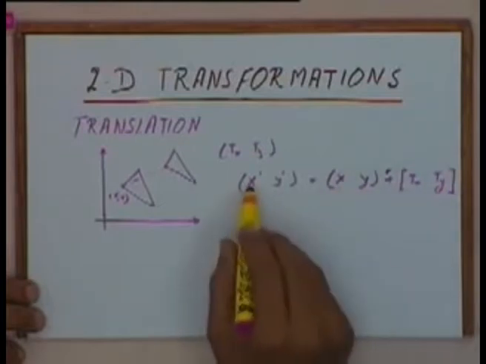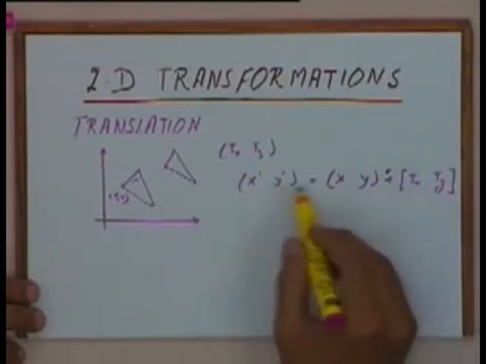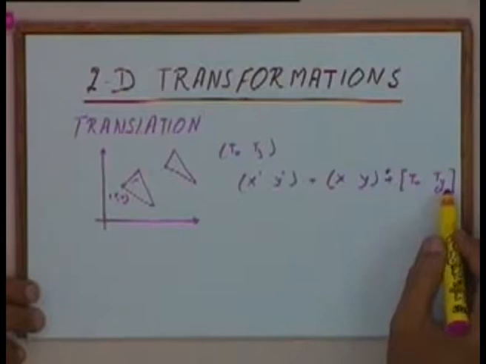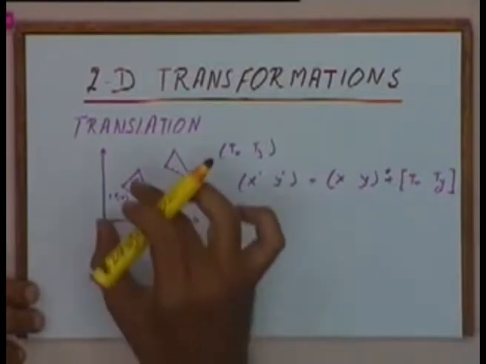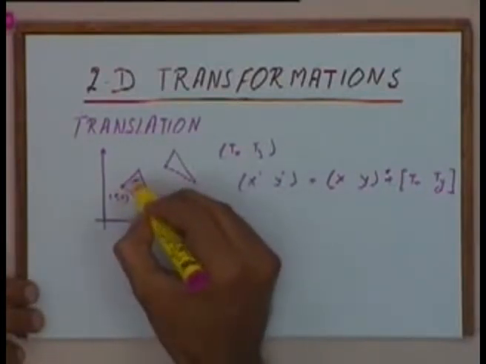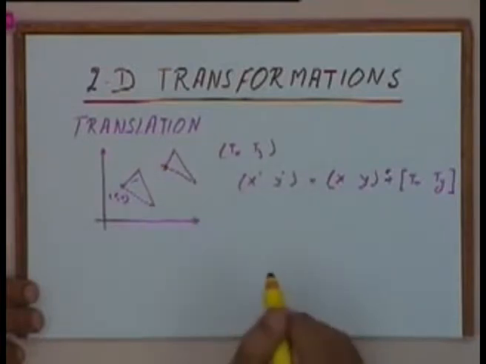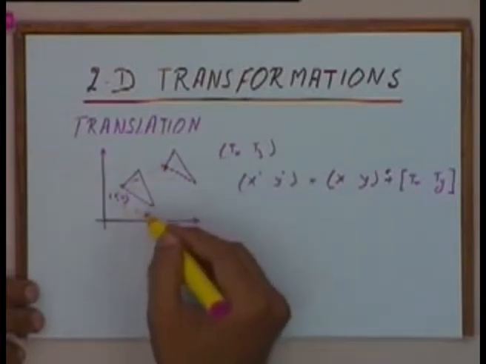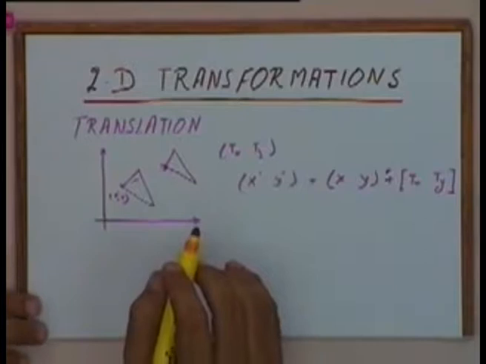So, x' will be equal to x plus tx and y' will be equal to y plus ty. This is a simple translation operation in which all entities will get translated by a uniform vector. The shape etc. of the entities will be retained.